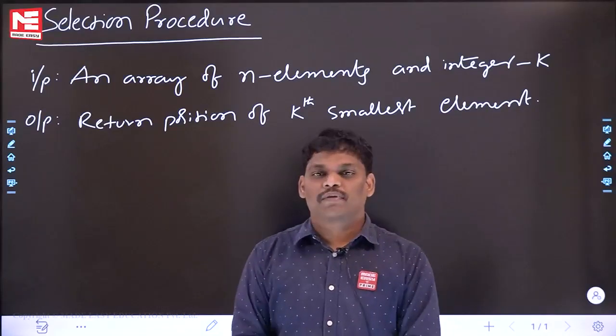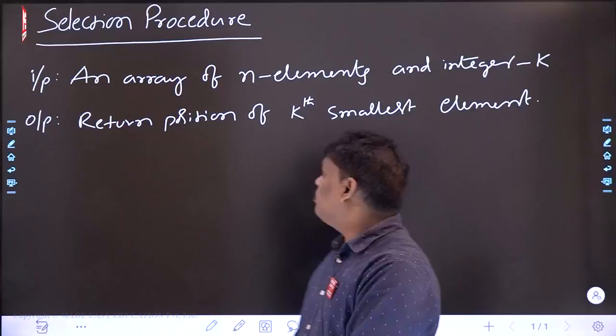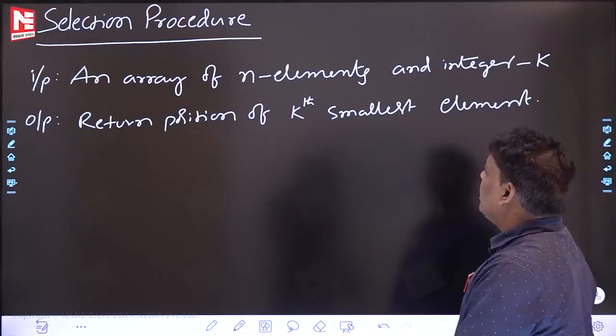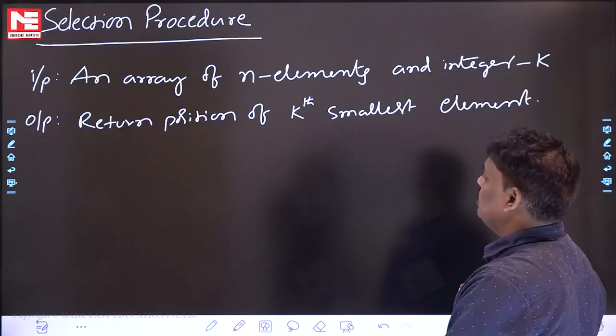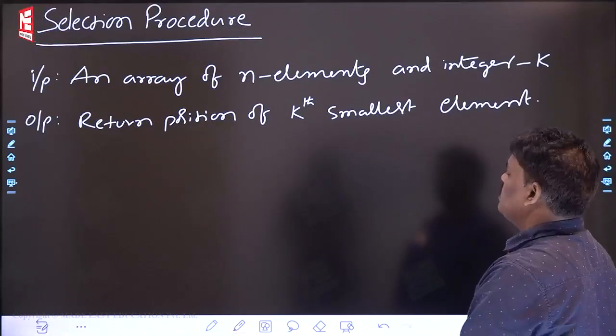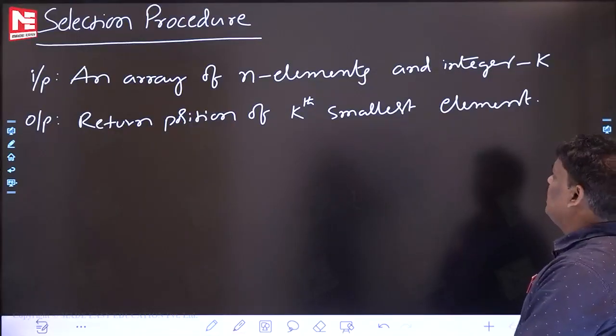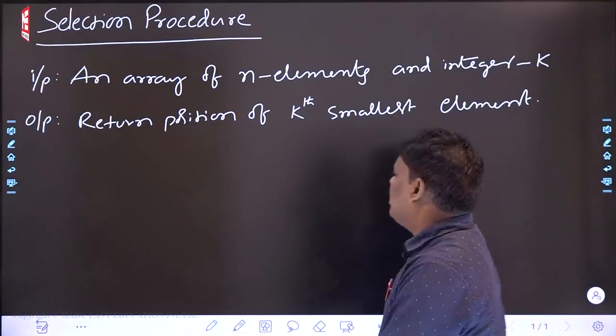Next application of divide and conquer is the selection procedure. I have written it on the board also, please read it. Input: an array of n elements and an integer k. Output: return the position of the kth smallest element. This is the input and output. How to do that, I will explain now.